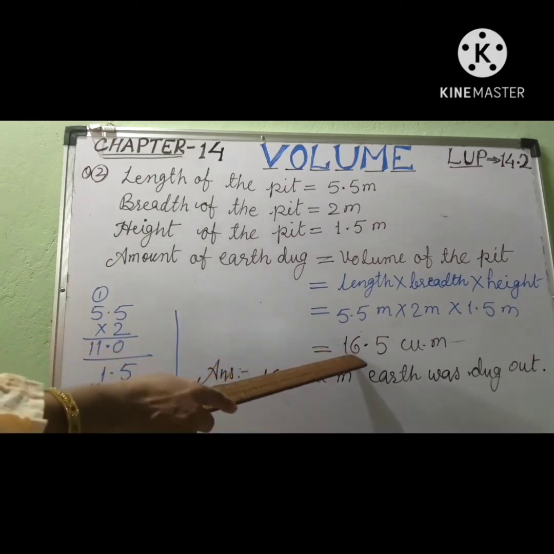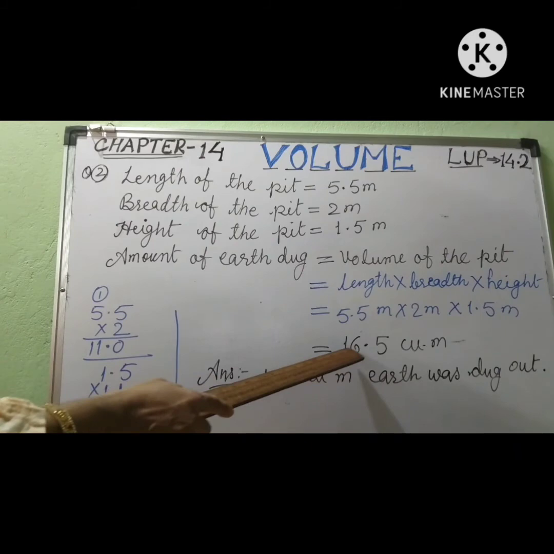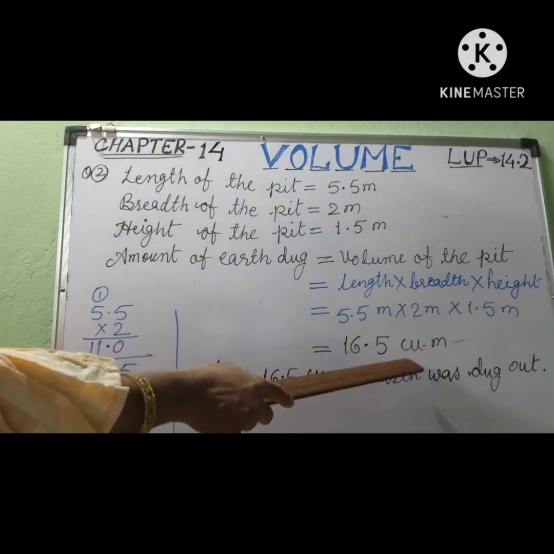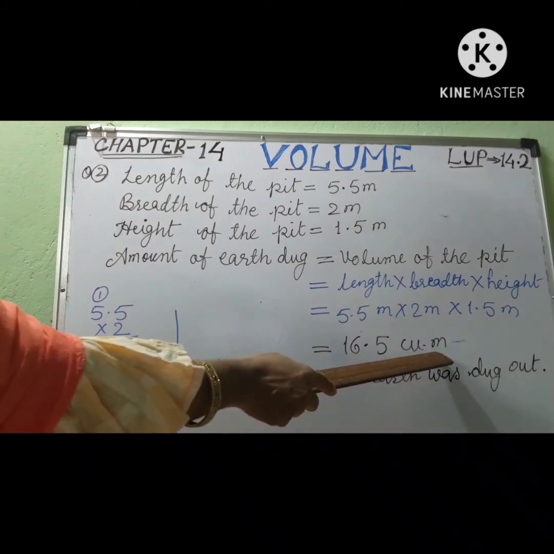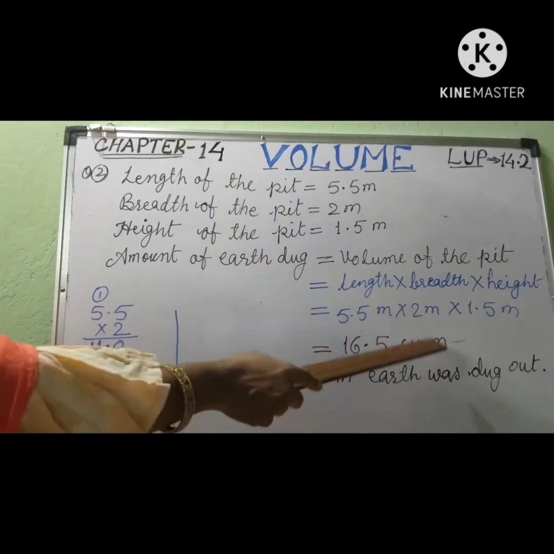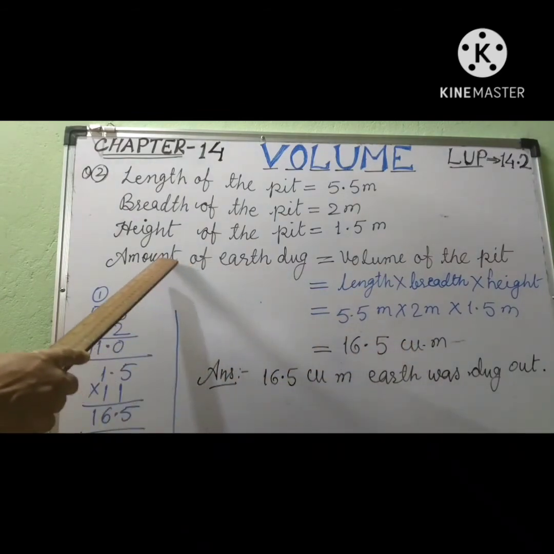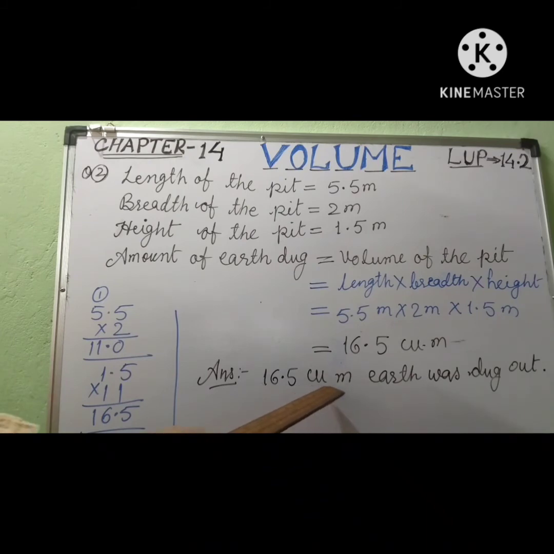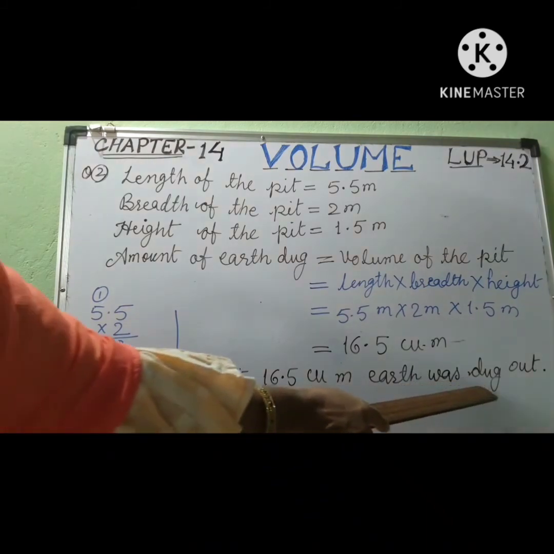Here the answer is 16.5, volume of the pit. And here all the three dimensions are given in meter, so we can write unit cubic meter. Okay, so this is the volume of the pit and that is equal to the amount of earth dug. So we can write 16.5 cubic meter earth was dug out. Okay.